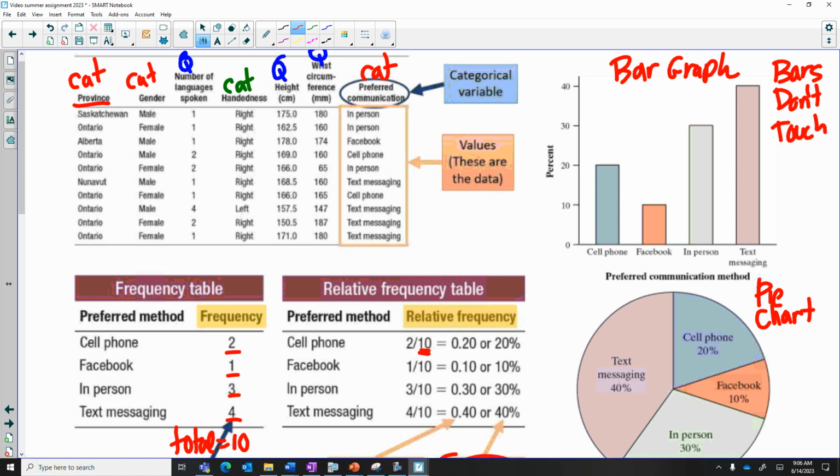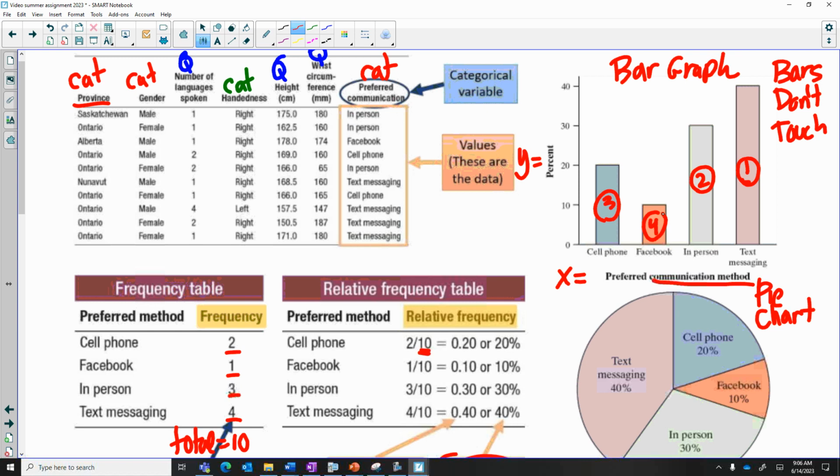The x-axis is the variable that we're measuring, which is the preferred communication method. And the y-axis is the percent breakdown within that categorical variable. So with one quick glance, we could see that the greatest percent of preferred communication is text messaging, followed secondly by in-person, thirdly by cell phone, and lastly by Facebook.